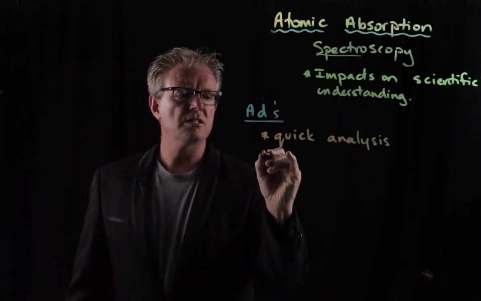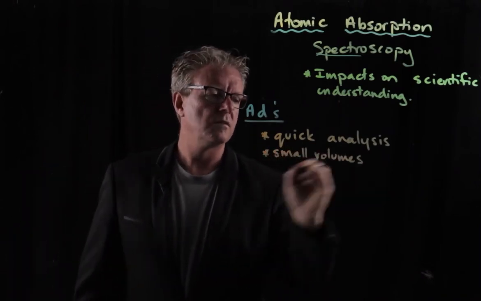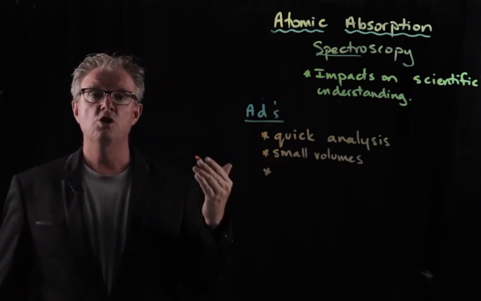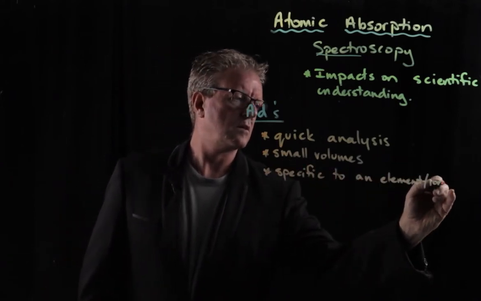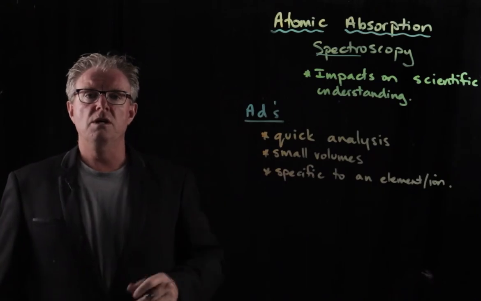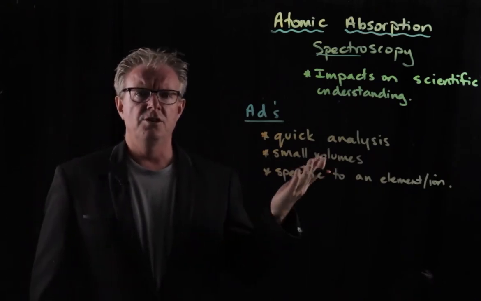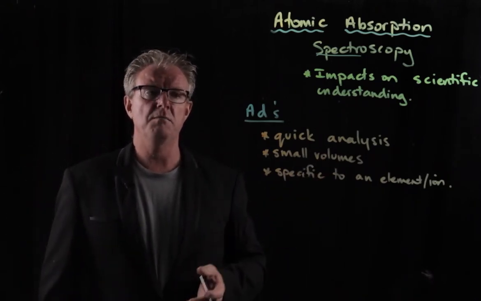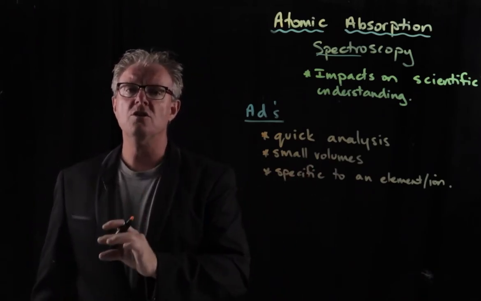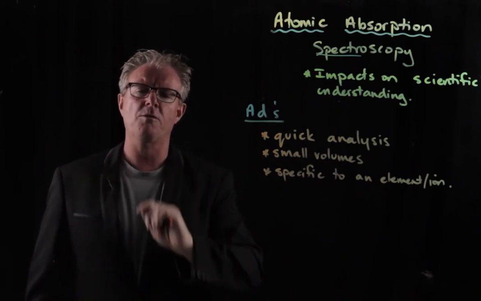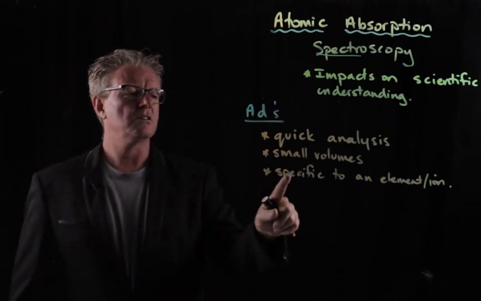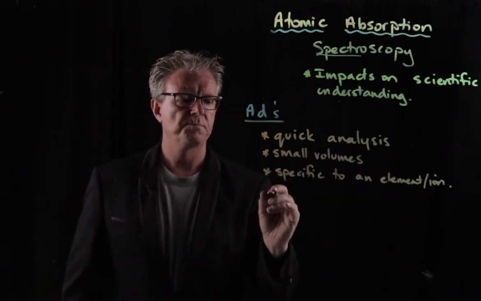Another advantage is that you only need small volumes. Another advantage is the fact that it is very, very specific to an element. So in the previous video we looked at lead. If we wanted to look at mercury, or cadmium or something like that, we can be very, very specific to those ions because we're using the light emitted from the hollow cathode tube of that specific metal. So it's very specific to an element or ion.